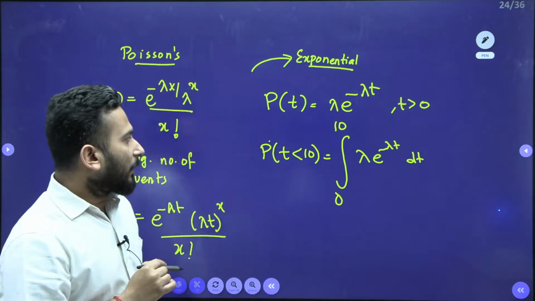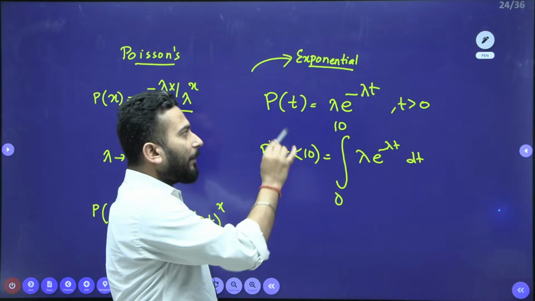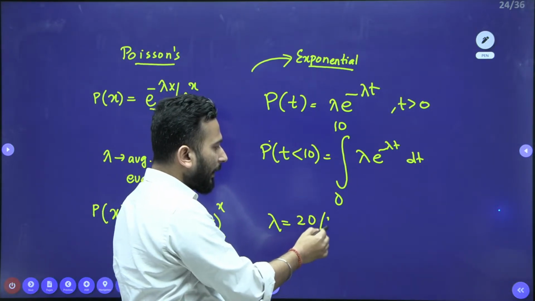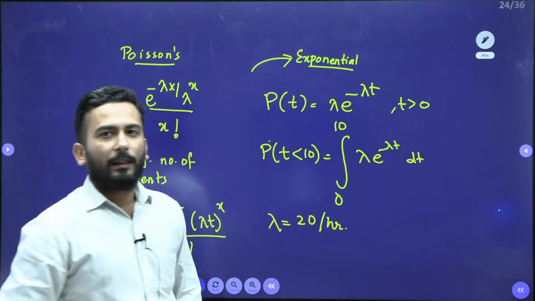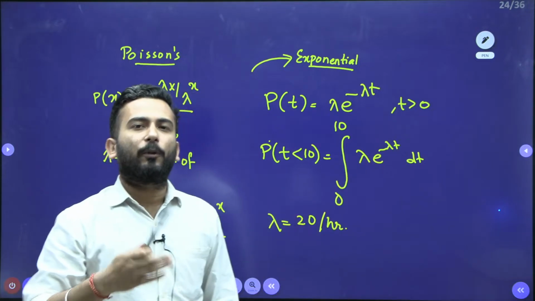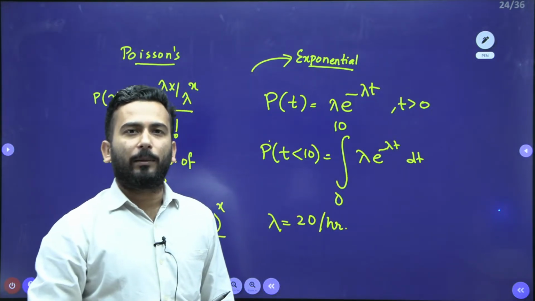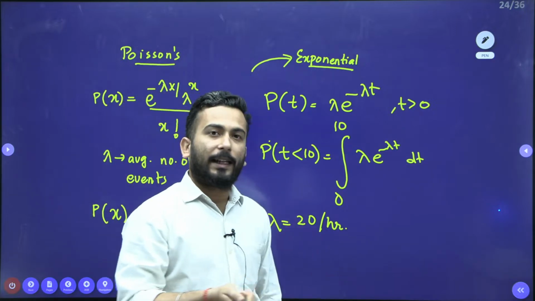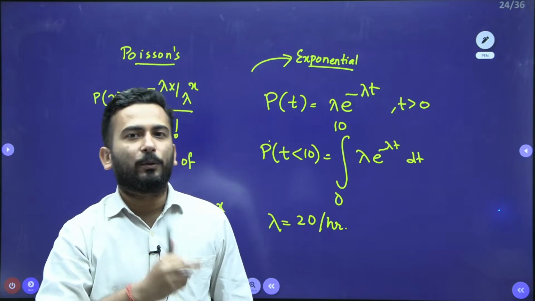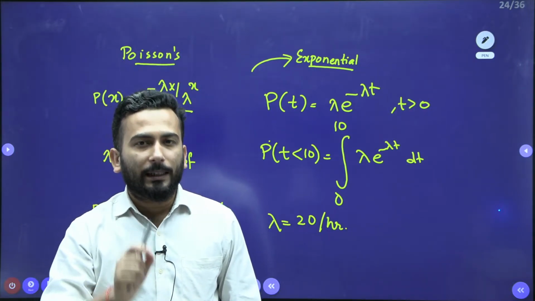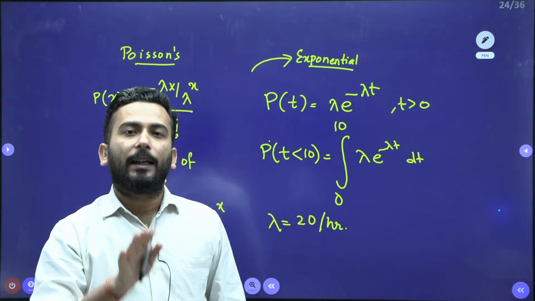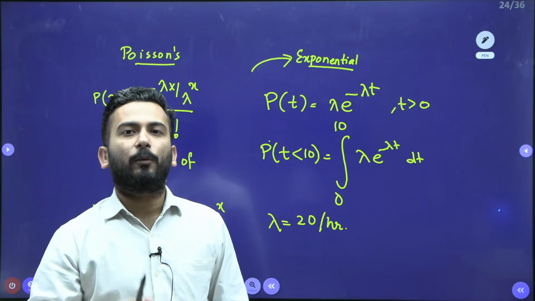But the $1,000,000 question is, sir, what value of lambda should we put? Let's say lambda is given as 20 per hour. Should we put 20? My dear friends, you are finding t in terms of minutes. He has given that he has to wait less than 10 minutes. Can we put the value of lambda in terms of hour? Sir, hour and minute, how can they stay together? No. That is why, if they have asked you in terms of minutes, you will have to convert lambda in terms of minutes.